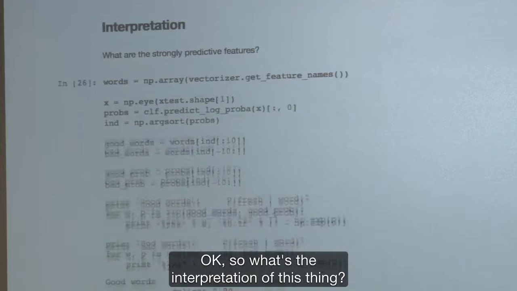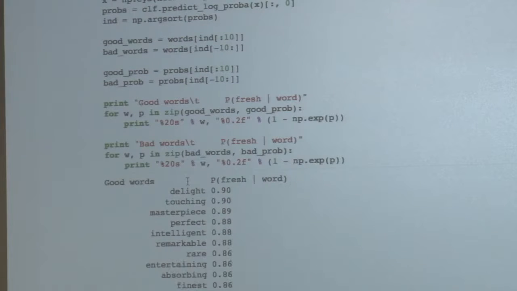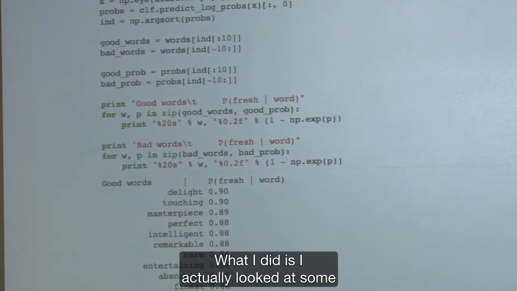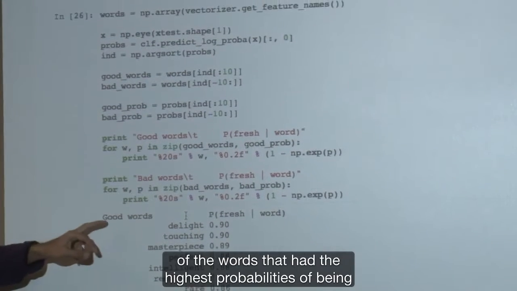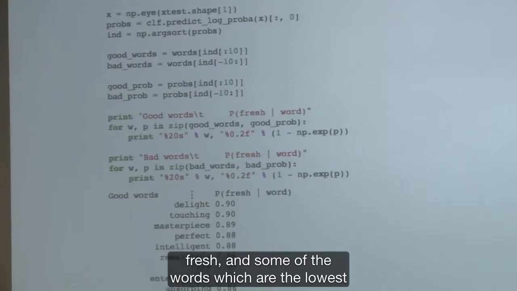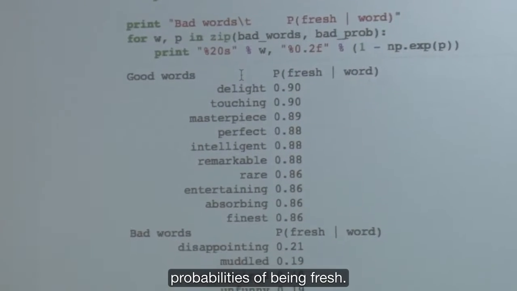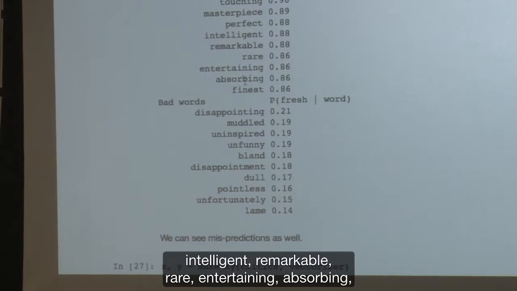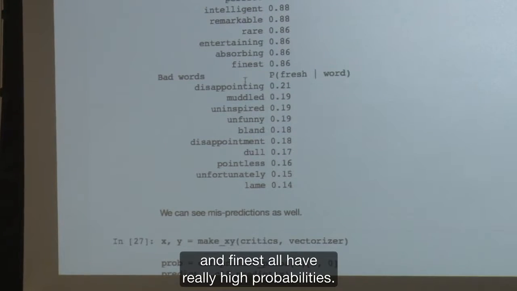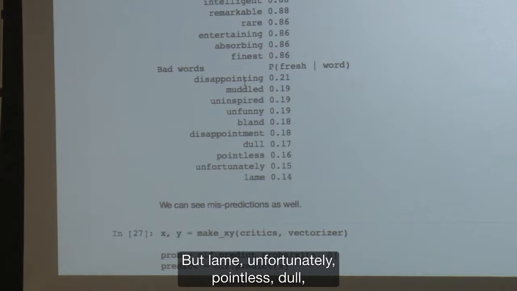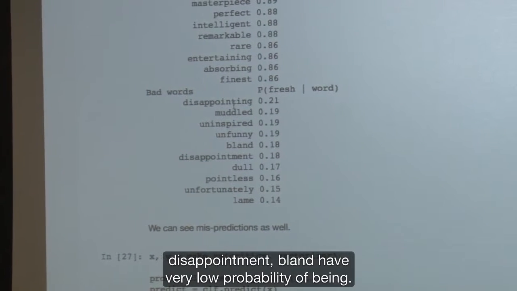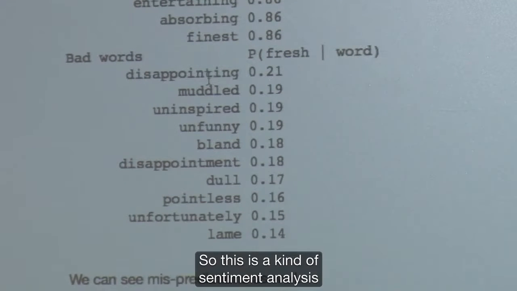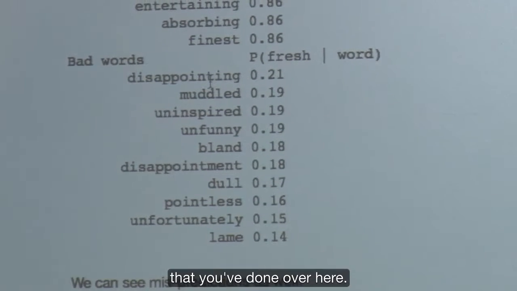Okay, so what's the interpretation of this thing? What I did is I actually looked at some of the words that had the highest probabilities of being fresh and some of the words which had the lowest probabilities of being fresh. And so you can see that delight, touching, masterpiece, perfect, intelligent, remarkable, rare, entertaining, absorbing, and finest all have really high probabilities, but lame, unfortunately, pointless, dull, disappointment, bland have very low probabilities of being fresh. So this is the kind of sentiment analysis that you've done over here.